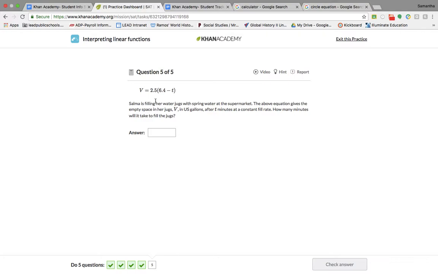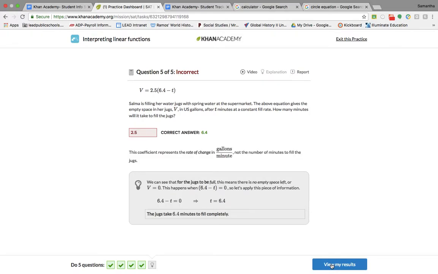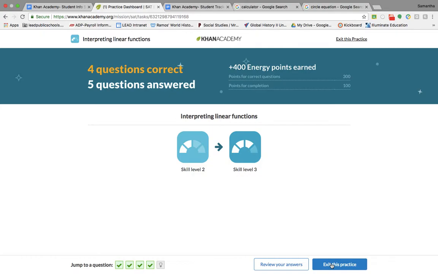This is filling her water jug. Need a hint. Hmm. 2.5, I think, maybe? 6.4. Oh. Okay, that's okay. I got 4 questions correct.